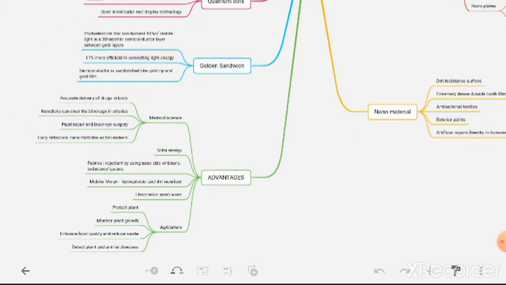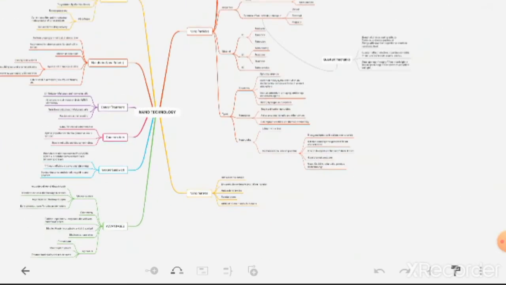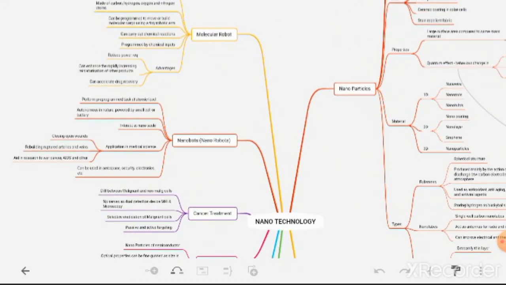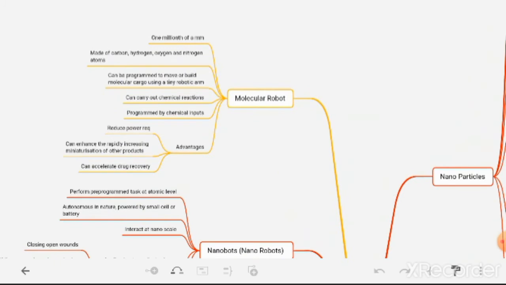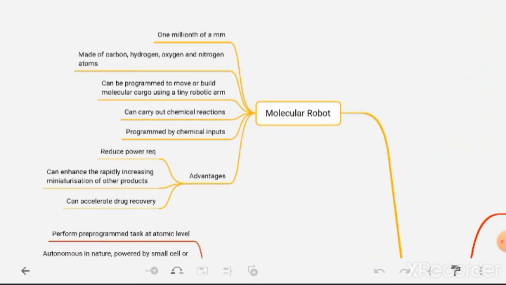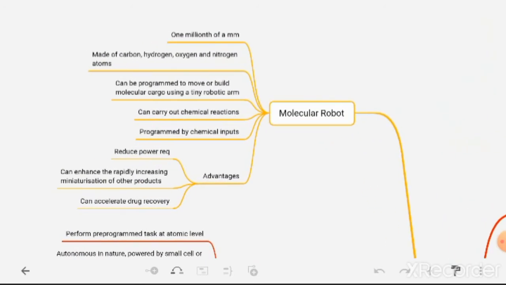Now, what is the technology which is used? There are other related things, like molecular robots. Molecular robots are related to, and bigger than, nanorobots. Coming to the same topic we are discussing today, a molecular robot is about one millionth of a millimeter. It's made of hydrogen, carbon, oxygen, nitrogen atoms on a molecular level. It can be programmed to build molecular cargo using tiny robotic arms.